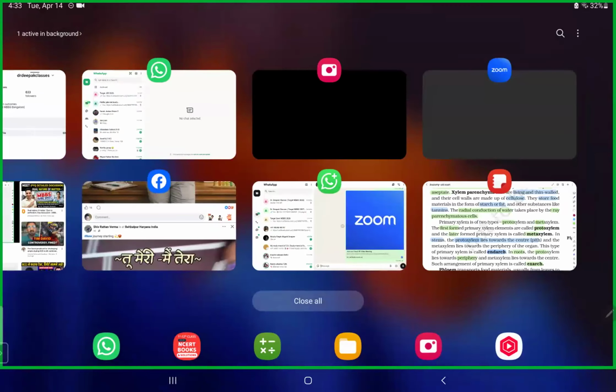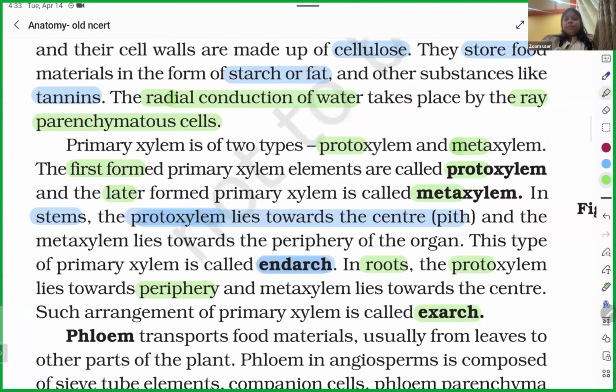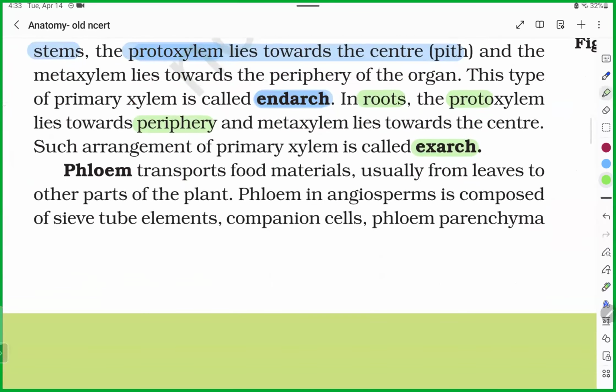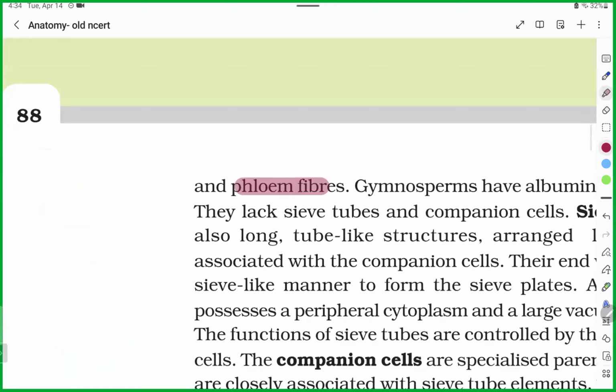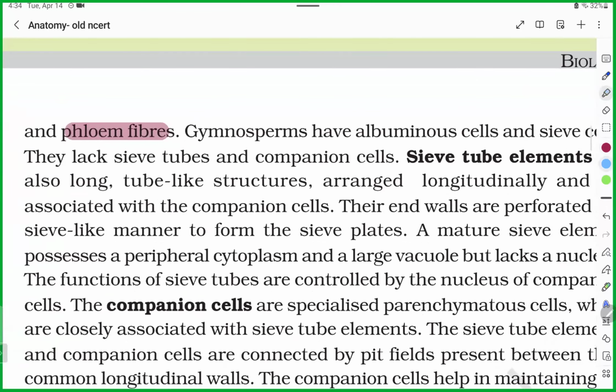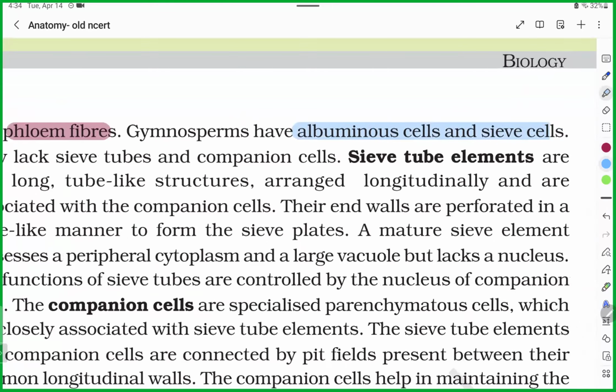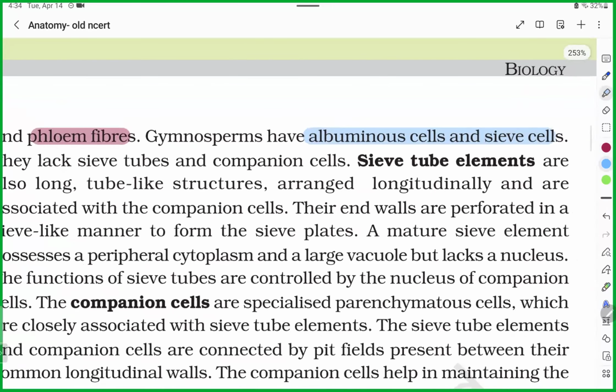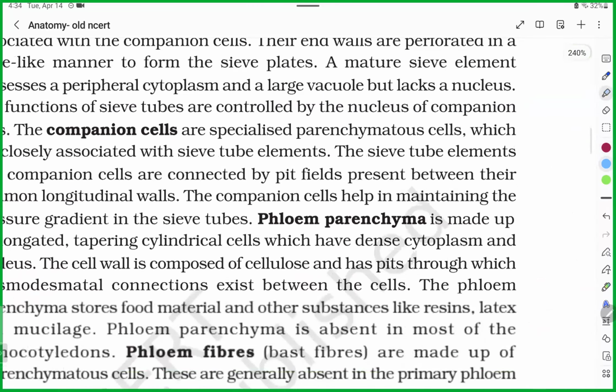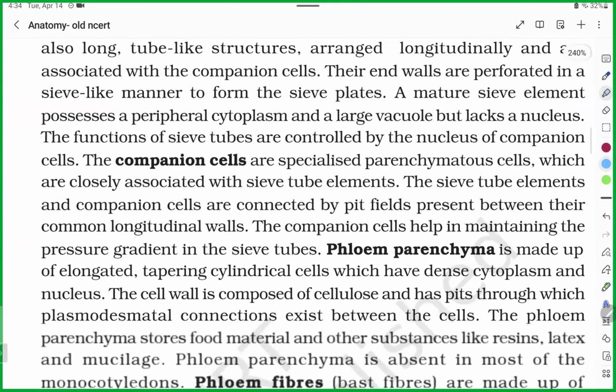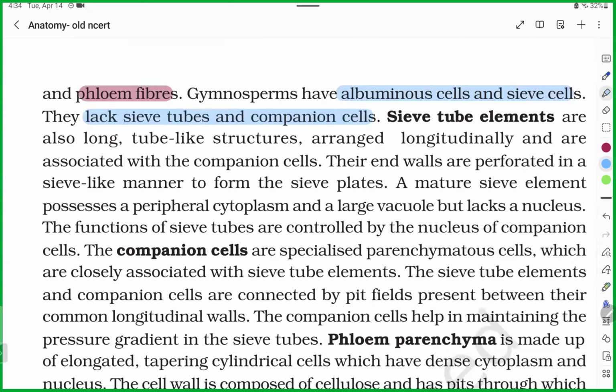Any doubt? Last topic, phloem. Phloem transports food from leaves to the other parts of the plant. In angiosperms, it is made up of four types of cells: sieve tube, companion cell, phloem parenchyma, and phloem fibre. But in gymnosperms, we have only two cells: albuminous cell and sieve cell. Remember, sieve cell, not sieve tube. So gymnosperms don't have sieve tube or companion cells.